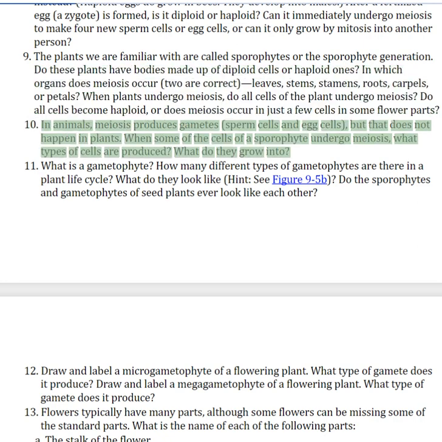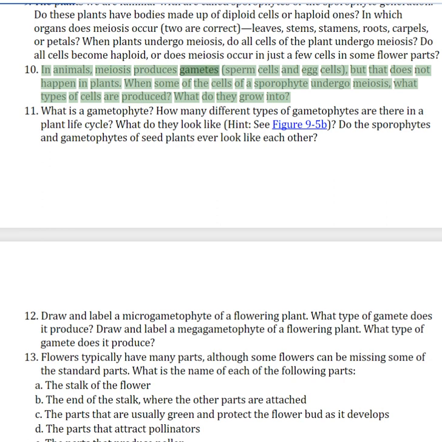10. In animals, meiosis produces gametes, but that does not happen in plants. When some of the cells of a sporophyte undergo meiosis, what types of cells are produced? What do they grow into?